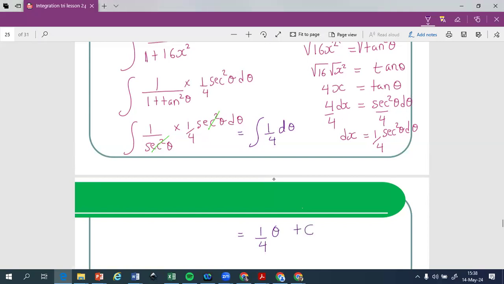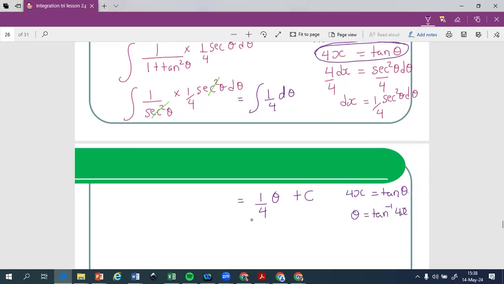After obtaining this, I'm going to go back here and look out for the expression. Since we had 4x equal to tan of theta, and I want theta, I'll make it the subject. So theta is the same as tan inverse of 4x. I come here where there is theta and substitute. So I'll have 1 out of 4 tan inverse 4x plus a constant. Always your answer must be in terms of x, since our original expression was in terms of x.